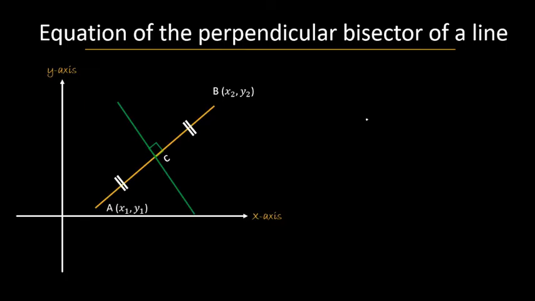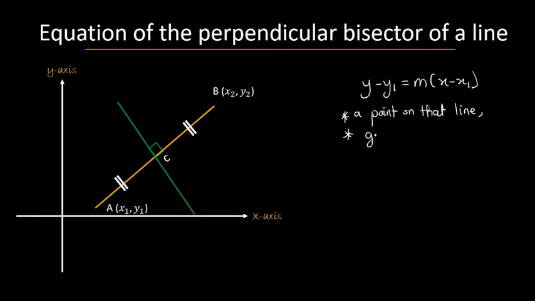Now, to find the equation of any line, we use the formula y minus y1 equals m into bracket x minus x1. This means that we need to know at least a point on that line, and also we need the gradient or the slope of the line. But now if we look at the diagram over here, all the information that we have is the points A and B with their coordinates.